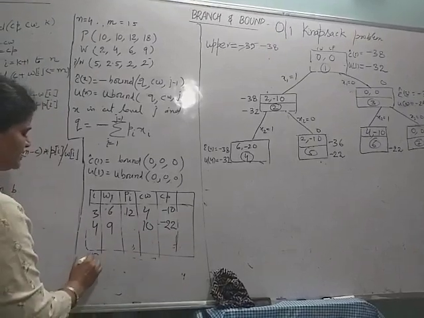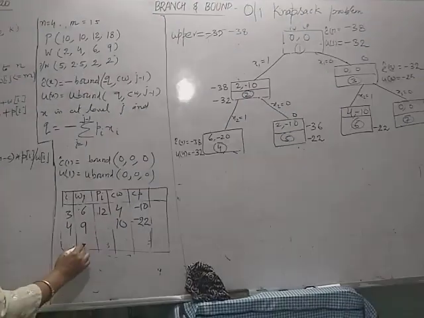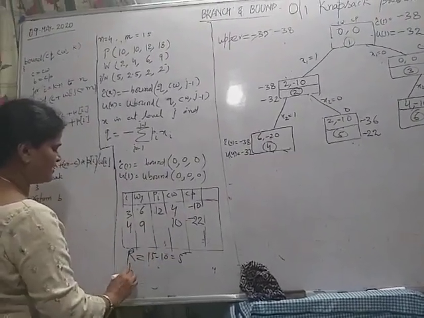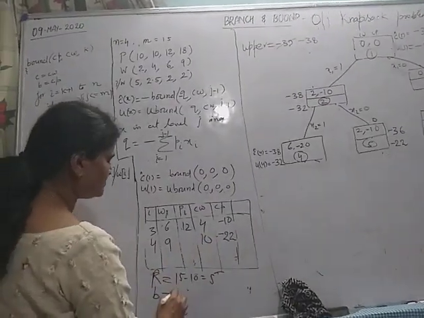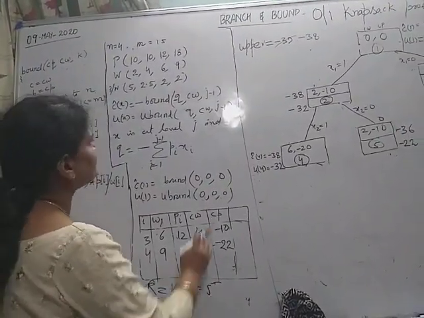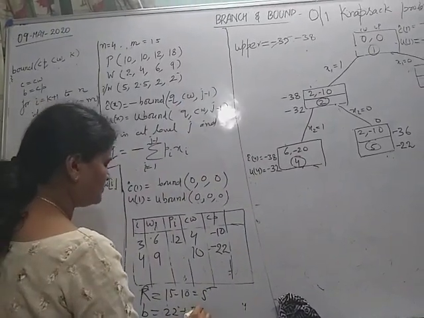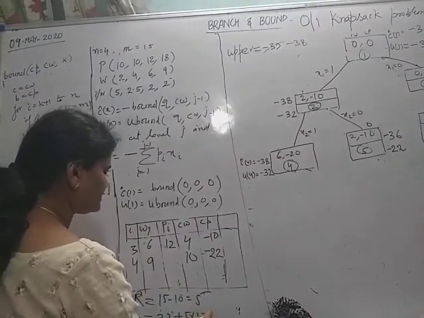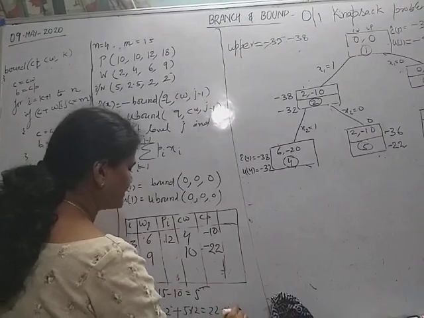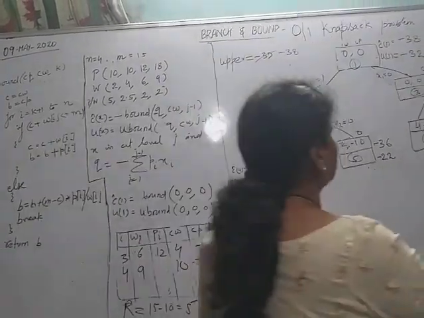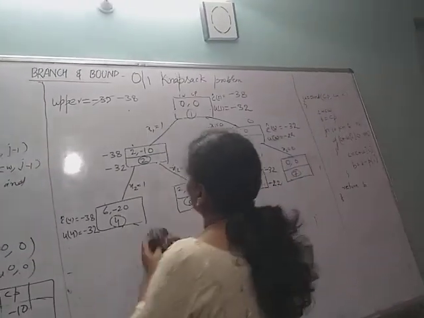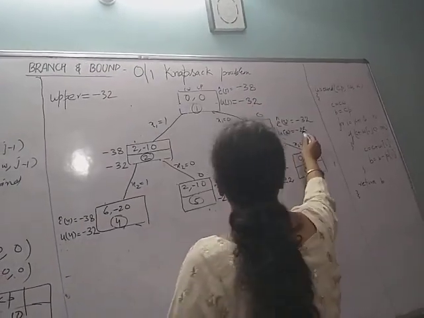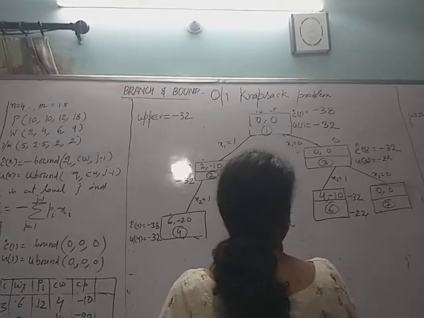Now what is the remaining capacity? For the lower bound computation, R is equal to 15 minus 10, that is 5. So B equals 22 plus 5 into 2, that is 22 plus 10, which is 32. So this is minus 32. In this case, it is initialized with minus 32, and this is greater than, this is greater than.